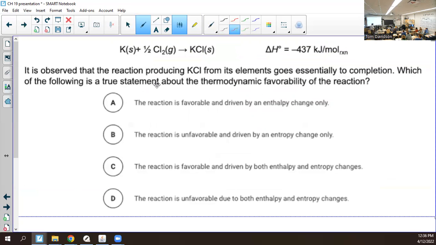Okay, tell your partner what your guess is, or what you know the answer is. Any ideas? Okay.